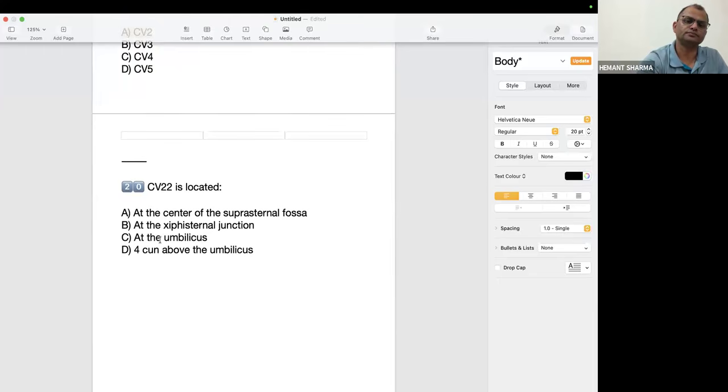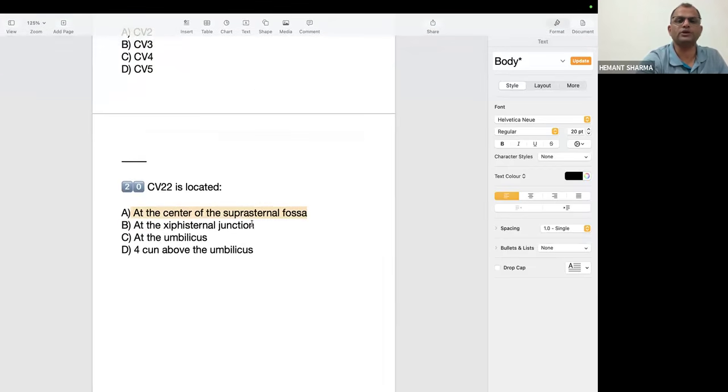CV22 is located at the center of the suprasternal notch, at the level of the suprasternal, the jugular notch. Yes, the same thing is called the jugular notch. Yes, sorry sir.